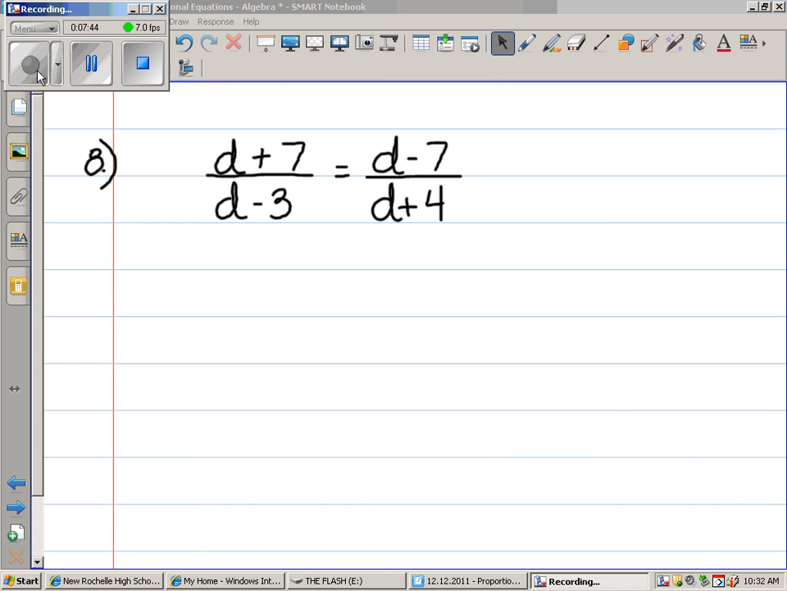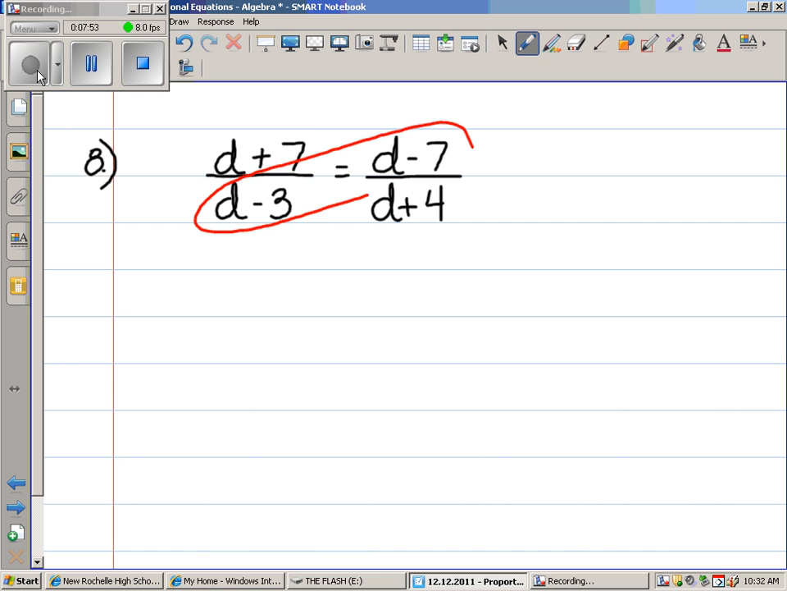So, you got two fractions set equal to each other. What are we going to do? Very nice. We are cross-multiplying again.